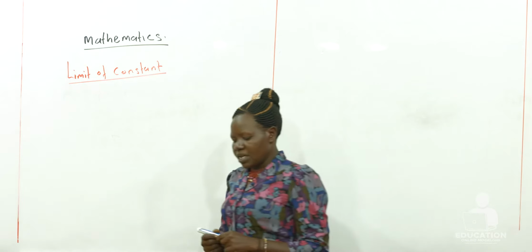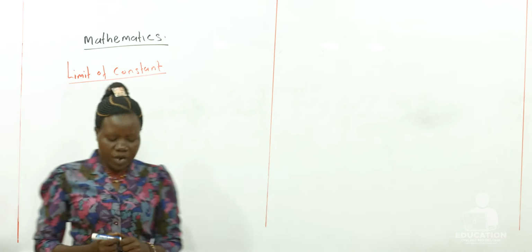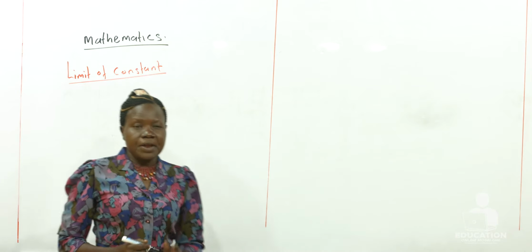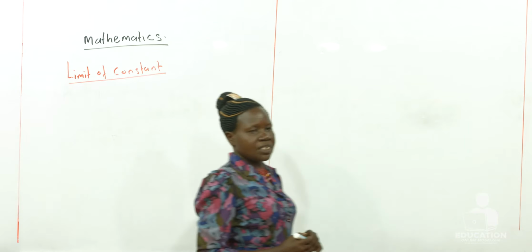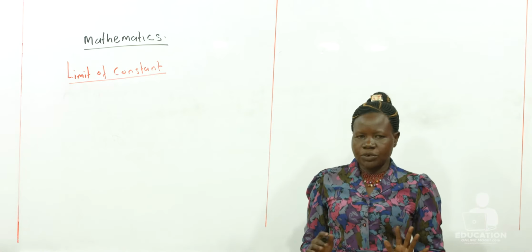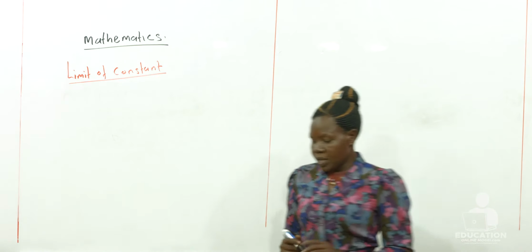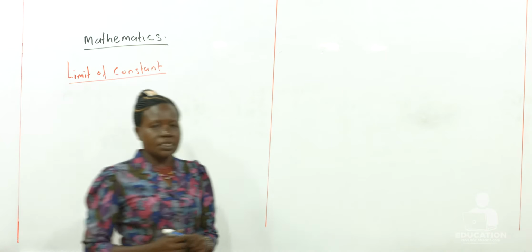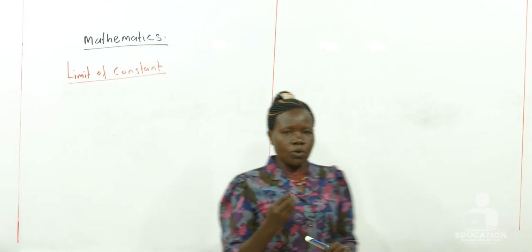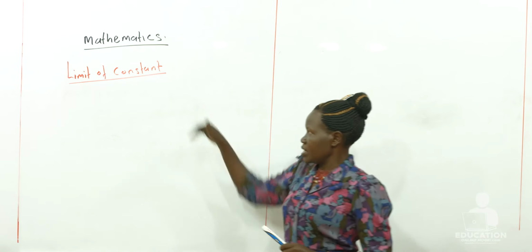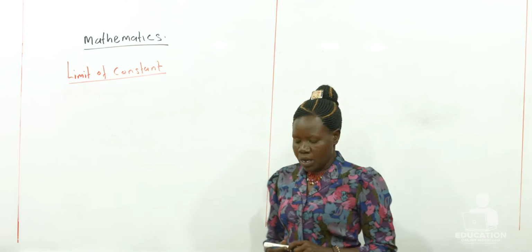What do we mean by limits of a constant? This is where we are dealing with a constant or innocent values, or values without a variable. I think you have ever experienced a situation where someone can just decide to create a problem on you when you are totally innocent. That is where we say limits of a constant.